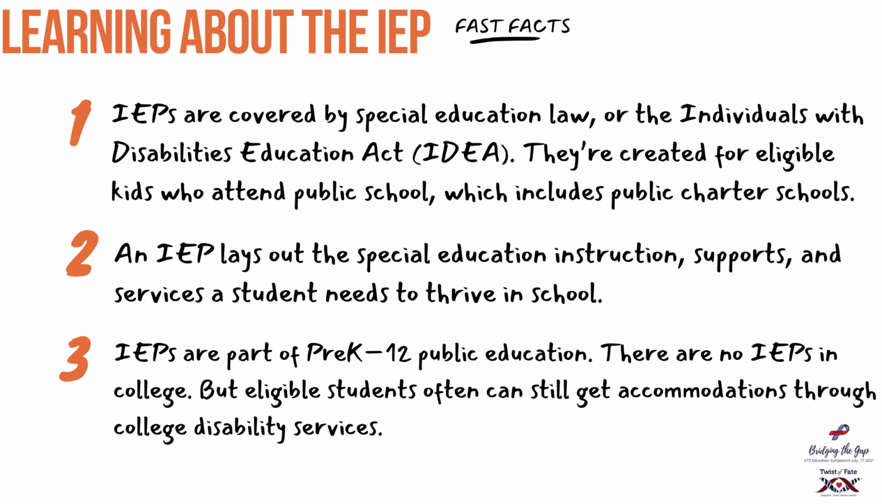So here are some fast facts about the IEP. IEPs are covered by special education law, or the Individuals with Disabilities Education Act, often called IDEA. They're created for eligible kids who attend public school, which includes public charter schools. An IEP lays out the special education instruction, supports, and services a student needs to thrive in school. IEPs are part of pre-K to 12 public education. There are no IEPs in college, but eligible students often can still get accommodations through college disability services.